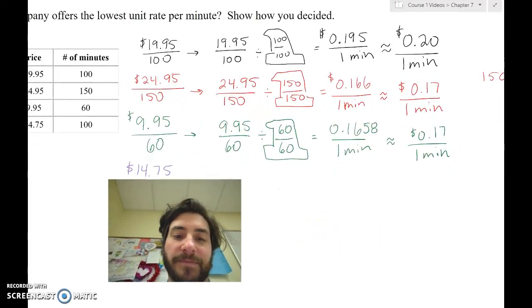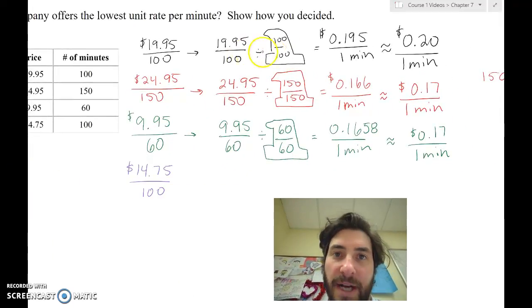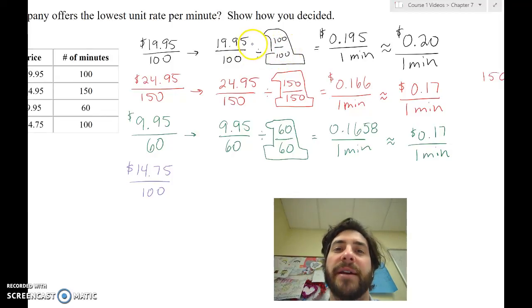For the first one, I did just kind of a trick, the moving the decimal trick. If I divided something by 10, I moved the decimal place once. So dividing it by 100 would move it twice. So that's how I got a little bit more than 19 cents. So I rounded it up to 20 cents.